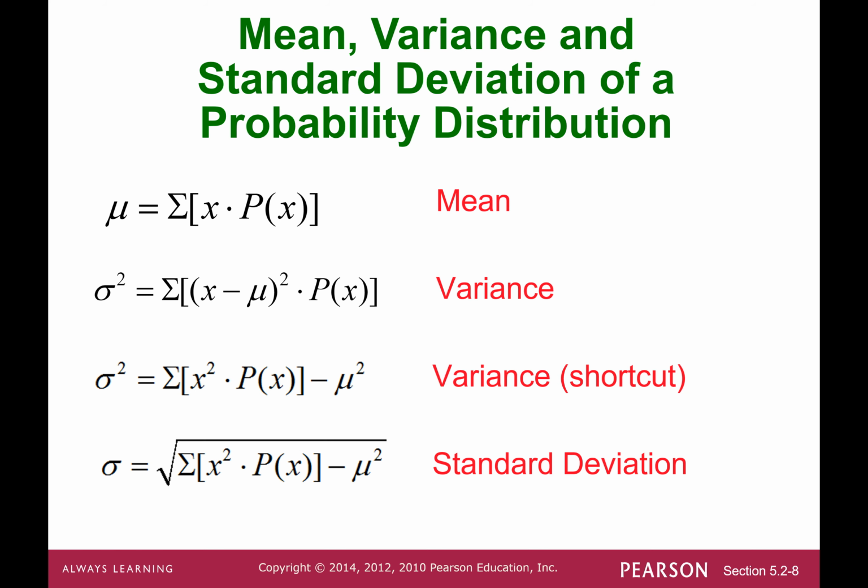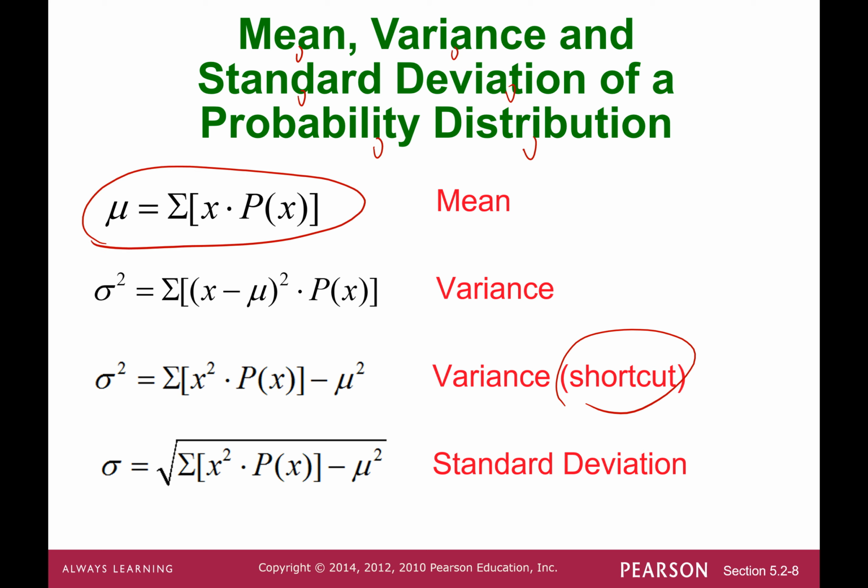And now let's take a look at the mean, variance, and standard deviation of the probability distribution. The mean equals the summation of x times p of x. You sum up all the products of the discrete random variable times the probability associated with it. The variance equals the summation of (x minus mu) squared times p of x. We have a shortcut formula, and typically we're going to use the shortcut formula: variance equals the summation of x squared times p of x, minus mu squared. So find mu, the mean, and then we'll be able to find the variance.